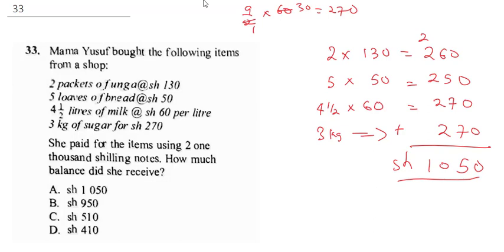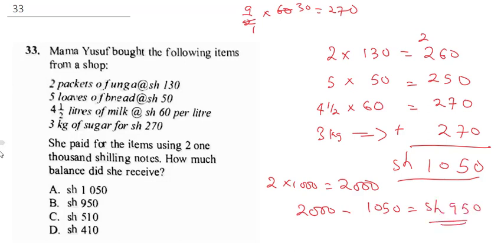Now, she paid with 2 1,000 shilling notes, that means she paid with 2,000. So to get her balance will be 2,000 subtract 1050, and that will give you 950 shillings. So the correct answer here is B. So I'll mark my B.